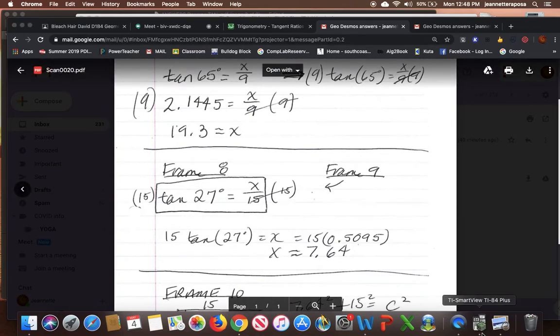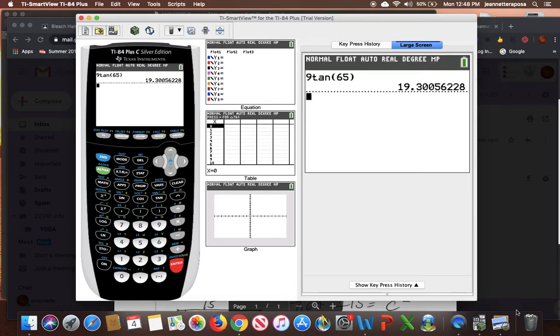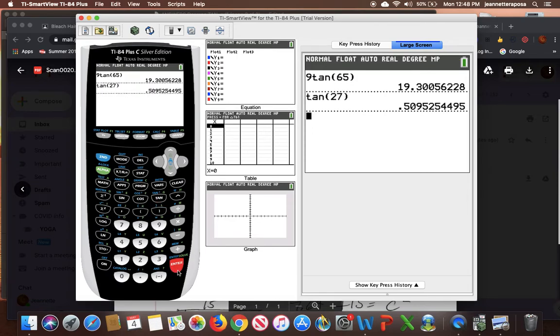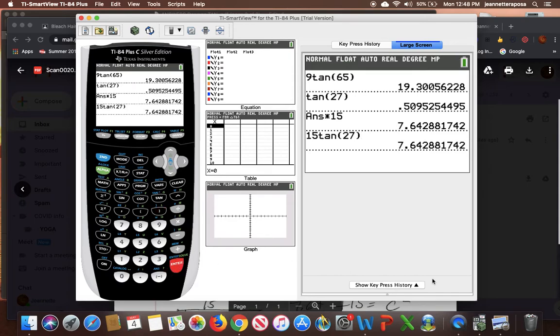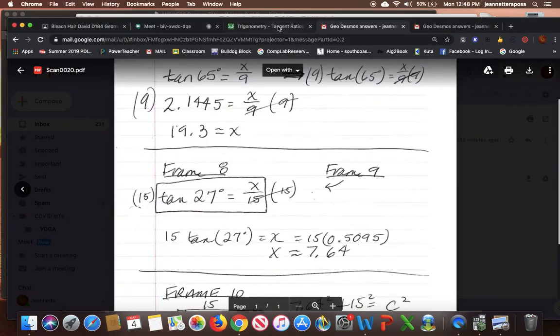So I'll go right to the calculator. So the tangent of, how many degrees was it again? Tangent of 27 degrees. Find that, and then you just multiply that answer. Just hit times 15. It'll give you your last answer times 15, or you can just do it in one swoop: 15 times the tangent of 27 degrees. You'll get the same answer, 7.64. So that's the answer for that one.